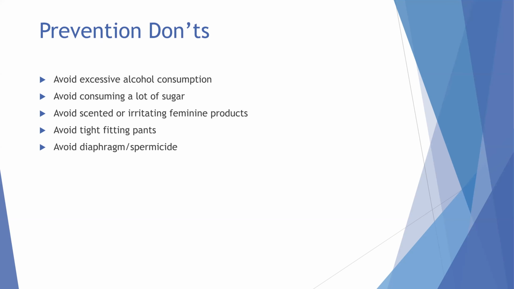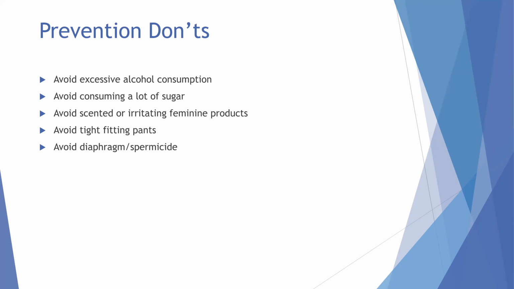And then there's the prevention don'ts, a shorter list, but still: avoid excessive alcohol consumption. Alcohol is an irritant to the bladder, and it can cause inflammation, which can contribute to the development of a UTI. Also, alcohol has a lot of sugar in it. Avoid consuming a lot of sugar for the same reason. If your urine is higher in sugar, and even if your GI tract is higher in sugar, I think you'd have a lot more bacterial growth.